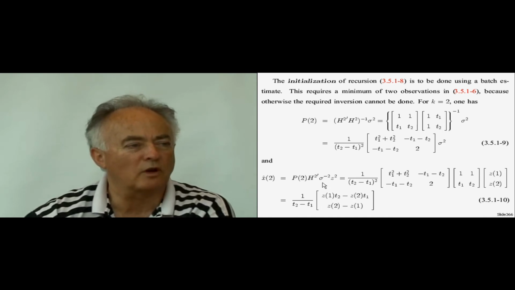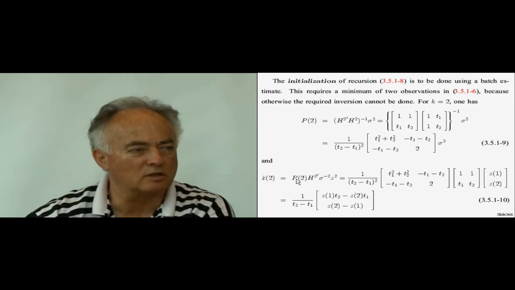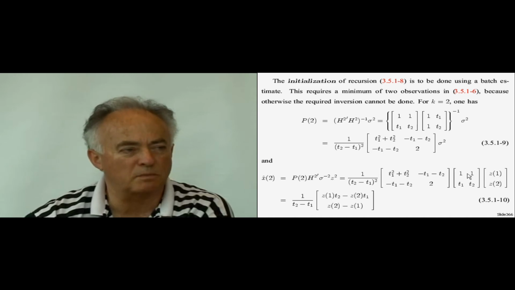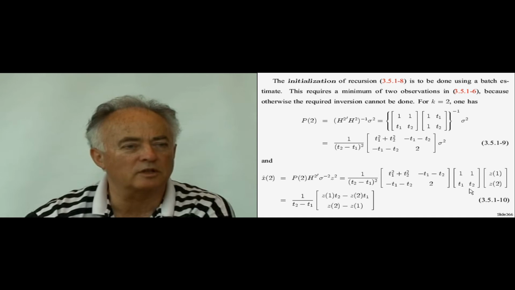So all this follows by substituting here P2, the specific form of H2 transpose. There's a transposition here, so there's the first one, this is the second one, and here's the stacked vector of the two measurements.